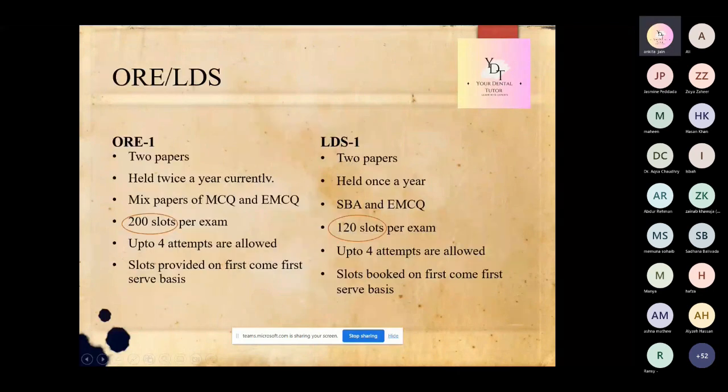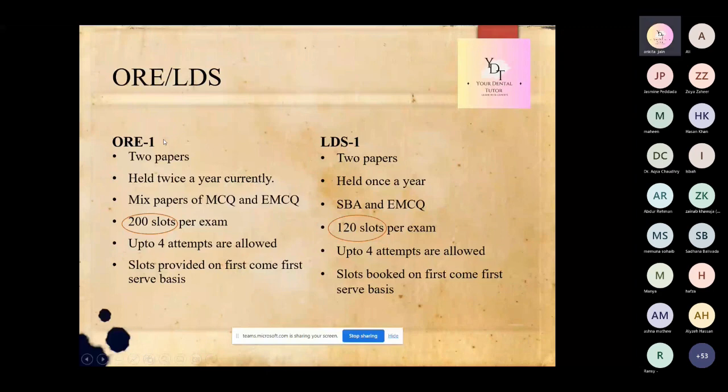Next, we move on to the difference between ORE and LDS. ORE consists of 2 papers. LDS part 1 also consists of 2 papers. The only difference is ORE is conducted in 2 days, paper A on the first day and paper B on the second day, whereas LDS has 2 papers on the same day itself. So you appear for the exam for 6 hours in one single day.